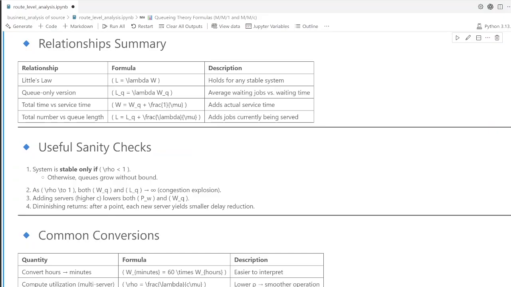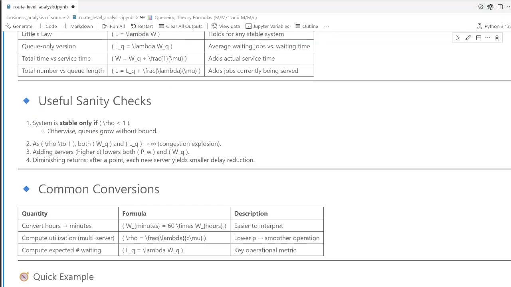A few of the sanity checks that we can do: rho should be less than 1. It basically means that if the arrival rate is greater than the total service rate, the queue grows forever, so we will not be able to service that queue. Another thing is that as rho reaches 1, wait time and queue length approach infinity, and hence it leads to system congestion. Another thing is that if we have a rho which is greater than 1, at one point adding servers will not reduce any of the congestion, nor lower the waiting probability and waiting time.